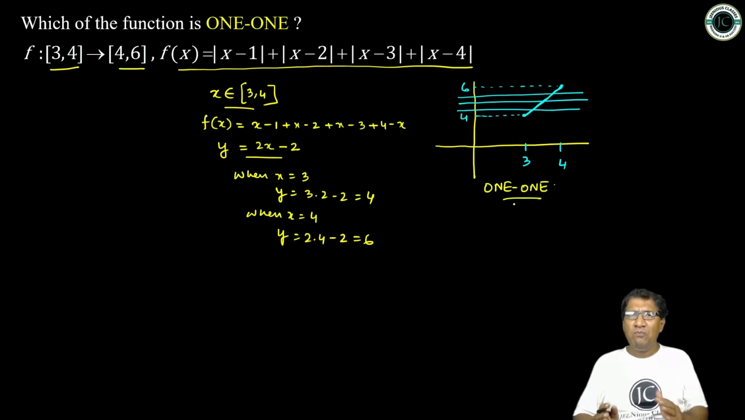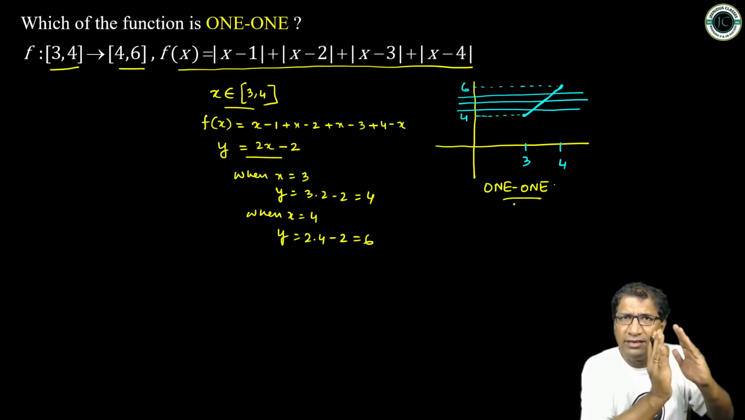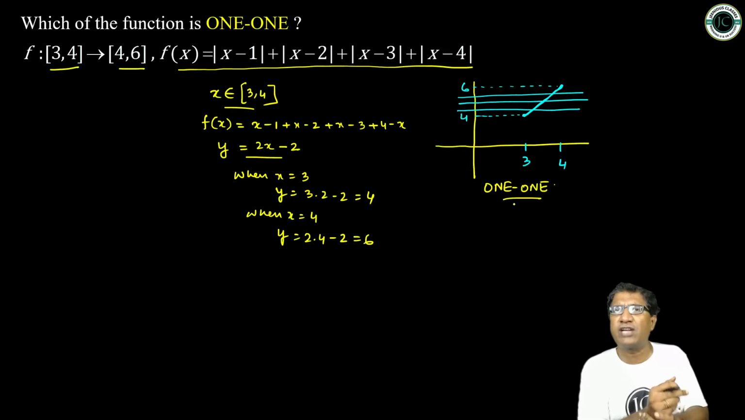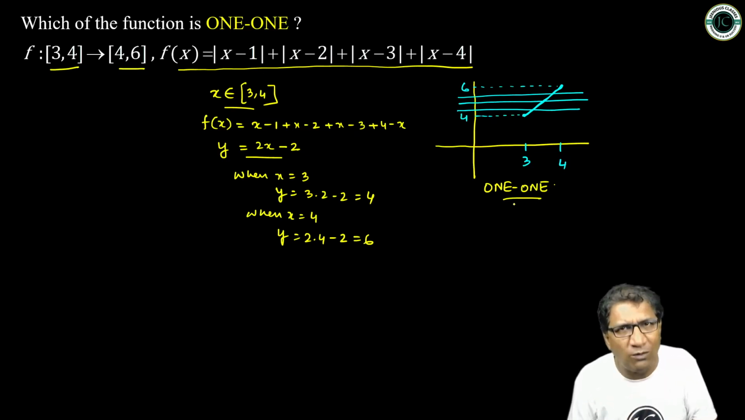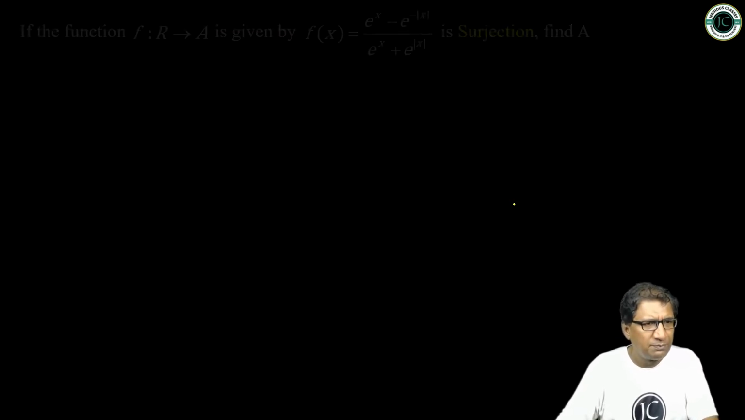Is it clear to all of you? The previous three options were not one-one functions. They were many-one functions, but this function is guaranteed to be a one-one function. Is it clear to all of you? Okay, let us move to the next problem.